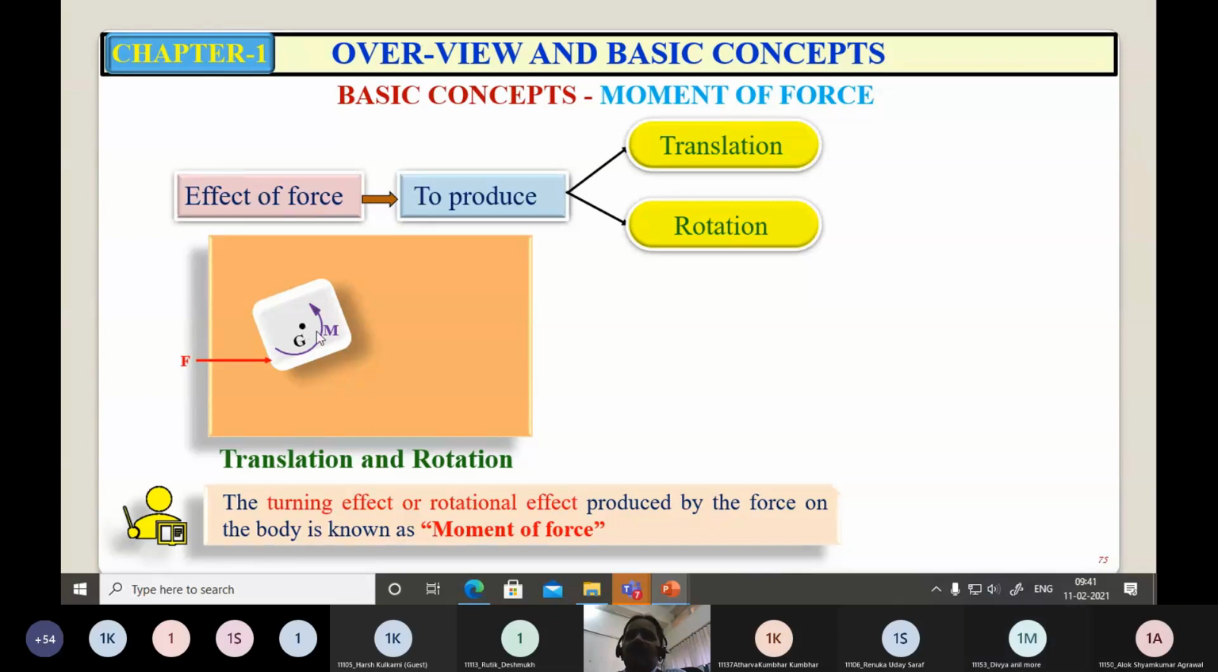Suppose that G is not fixed, the body is simply kept on the surface and you apply force at the corner, then the body may displace. It may change its position from one place to another, meaning the G may change its position. At the same time, it may rotate. Is it clear? The moment the position of center of gravity changes, you can say that the body is having translation. As the body is tending to rotate about some arbitrary point, you can also say that the body is having rotation. So the effect of force on the body is to produce translation and rotation. And this rotational effect or turning effect produced by the force on the body is known as moment of force. Right?